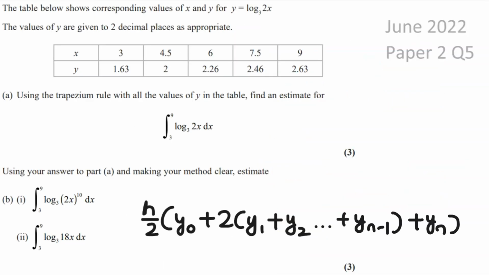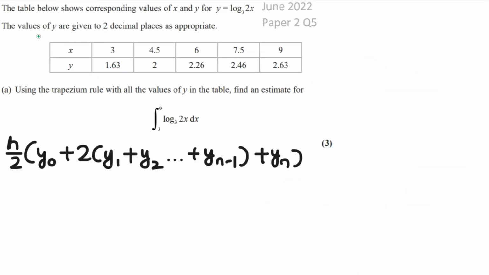Okay, so here's another past paper question to do with the trapezium rule. For part A, we're given the table like before, where we have the corresponding x and y values for y is equal to log base 3 of 2x. As I said before, this actual equation isn't that important. You can see we have x values between 3 and 9, and we need to use the trapezium rule to find an estimate for the integral between 3 and 9 of log base 3 of 2x.